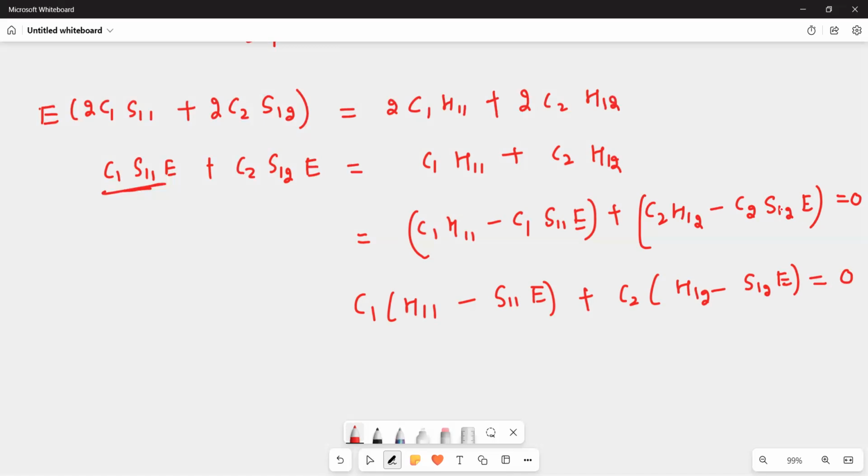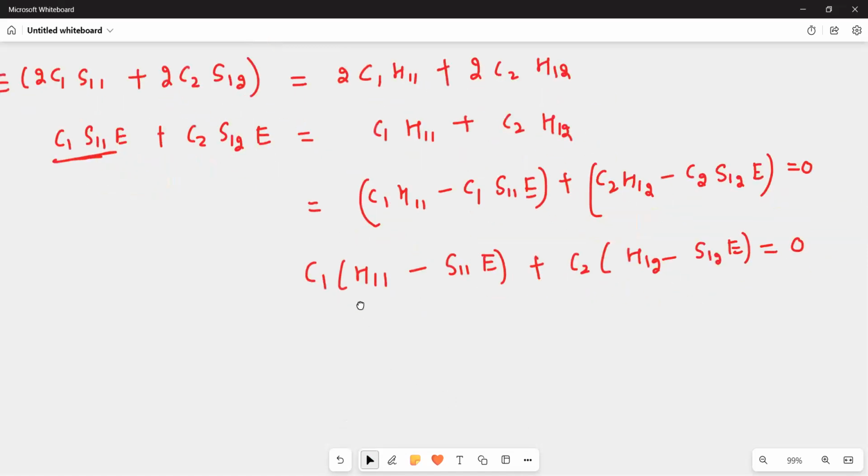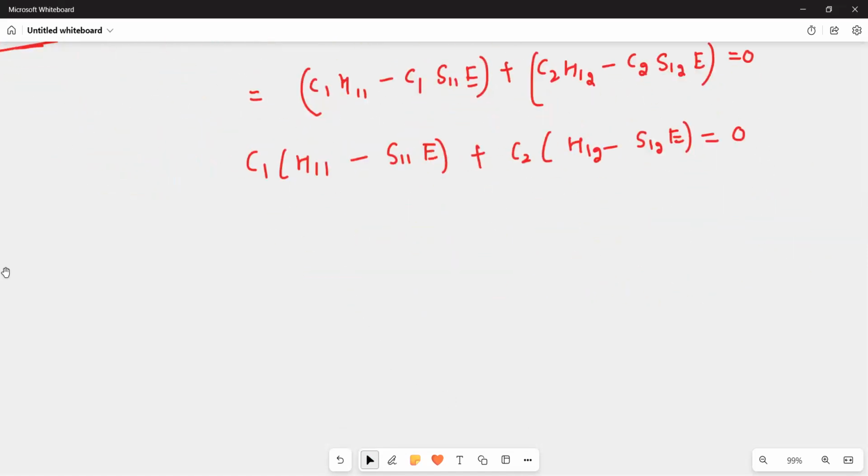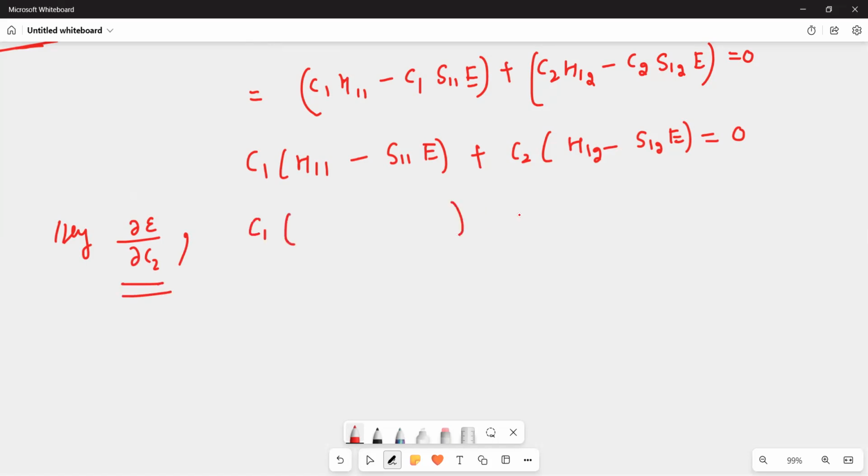Similarly, we will differentiate the above equation with respect to C2. And what result will we get? There is no need to solve it. We will directly write the result. So the equation that you will get after solving this, you will get C1 here. This kind of equation you will get.